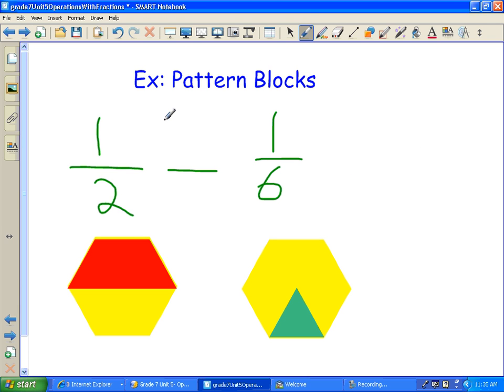Here's another example of a pattern block. So I've got 1/2, so here's a half, and then I take 1/6. Remember, this was a sixth piece. No matter where you put it, this is 1/6. So I'm going to subtract 1/6. So I'm going to take my 6 and cover up.